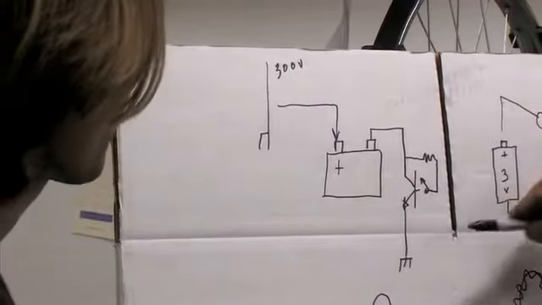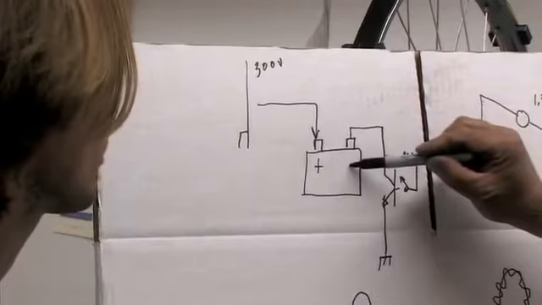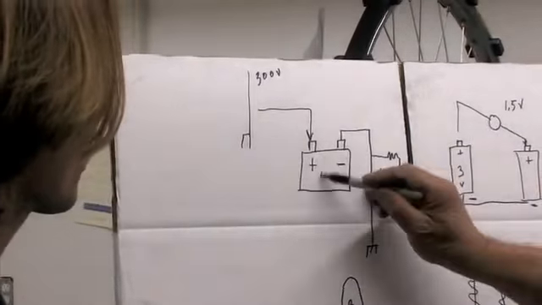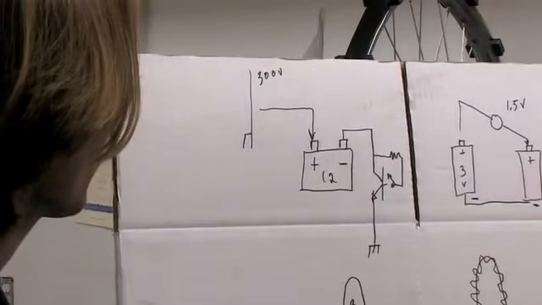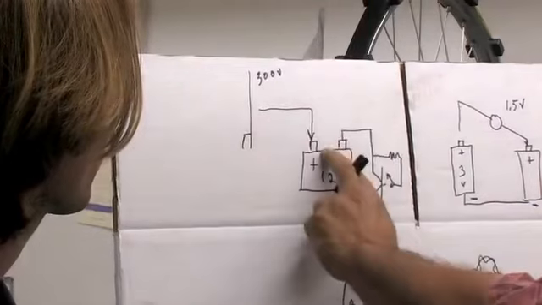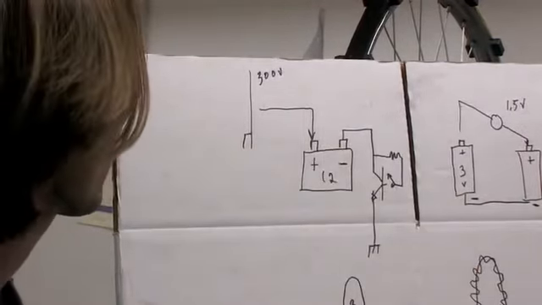When I close that switch, the difference in potential is across this battery. So if this is 12 volts, subtract this 300 volts, and that's the difference in potential that's charging the battery. It's across the battery. So we want just potential and no current.